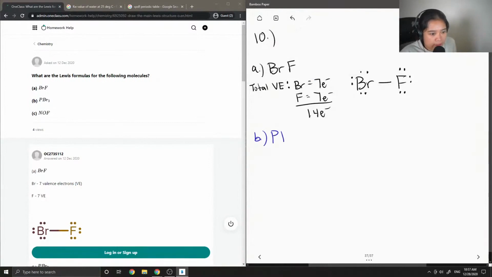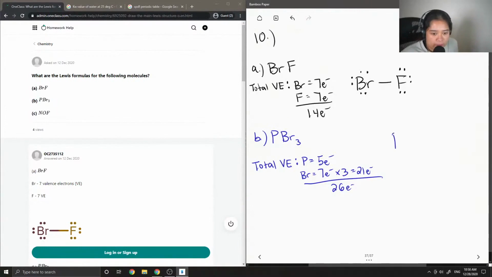Next, we have phosphorus tribromide. So its total valence electrons is equal to phosphorus having 5. And again, bromine has 7, but since there are 3 atoms of bromine, it's 21. So 21 plus 5 is equal to 26 valence electrons.